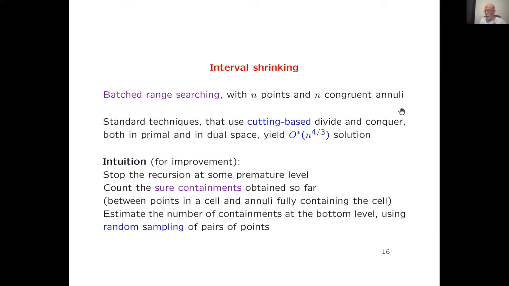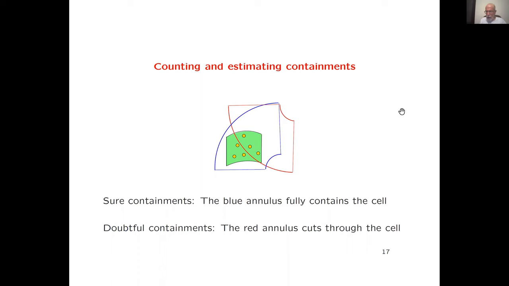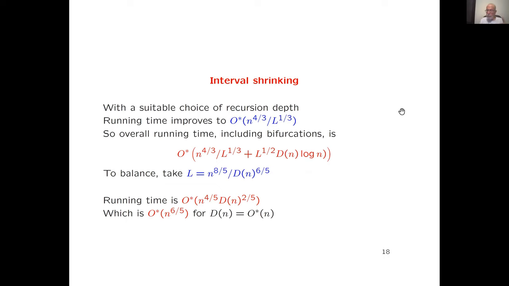So it's somewhat complicated. And again, I don't want to go into all the details, but the general idea is that if we stop the recursion at the right depth, the overall running time will be small because we are not running the cutting algorithm to completion. We stop it earlier, it runs faster, but we can still guarantee a result. It's a randomized algorithm, but that's okay.